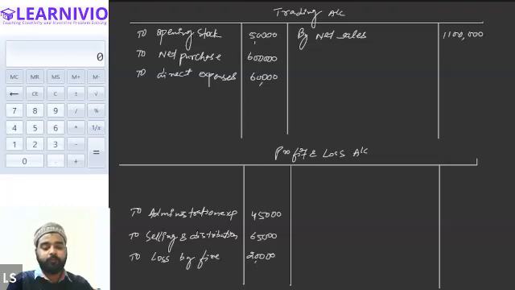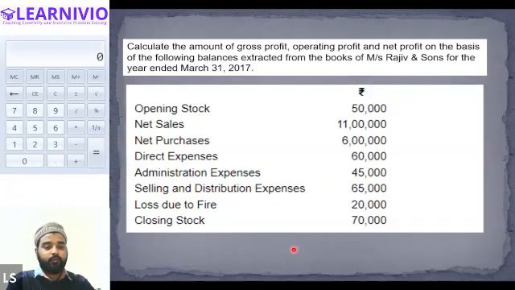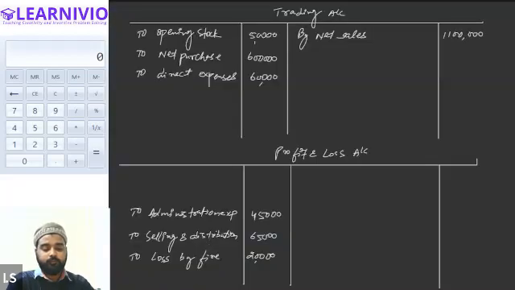Next item, we have closing stock 70,000. So closing stock will be written here, by closing stock in the trading account, 70,000.